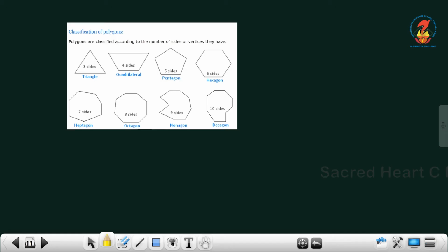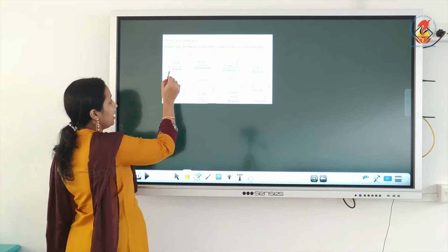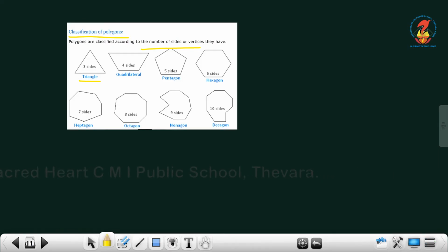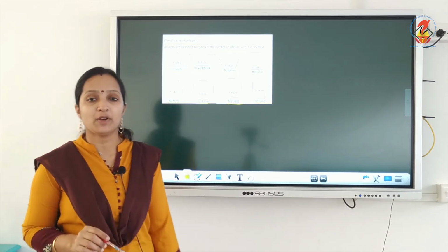Okay children. Next one is classification of polygons. Polygons are classified according to the number of sides or vertices. So if a polygon has three sides, what is the name? Triangle. Now look at this, 4 sides are there, what is the name of that polygon? Quadrilateral. If it is 5 sides, what is the name? Pentagon. And if it is 6 sides, what is the name? Hexagon. A 7 sided polygon is known as heptagon. An 8 sided polygon is known as octagon. A 9 sided polygon is known as nonagon, and a 10 sided polygon is known as decagon. Okay. So polygons are classified according to the number of sides.